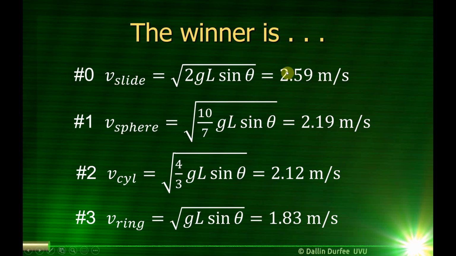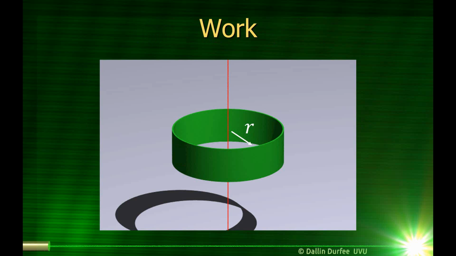And then, of course, something sliding without friction doesn't have any rotational kinetic energy. All of the gravitational potential energy is converted to linear kinetic energy, so it goes the fastest. All right, so we understand kinetic energy.